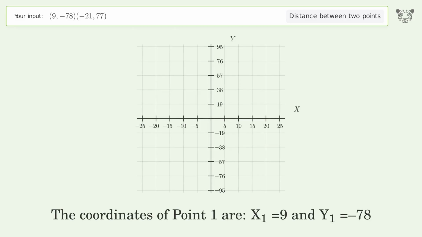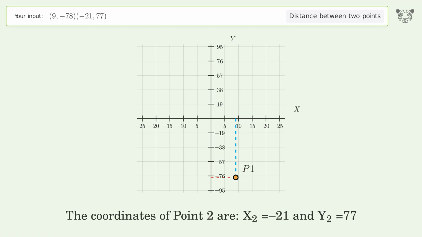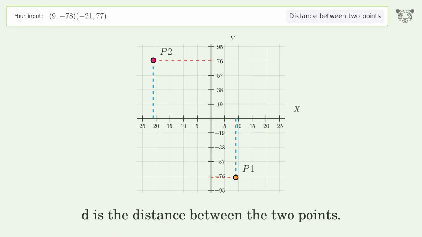The coordinates of point 1 are x1 equals 9 and y1 equals -78. The coordinates of point 2 are x2 equals -21 and y2 equals 77. D is the distance between the 2 points.